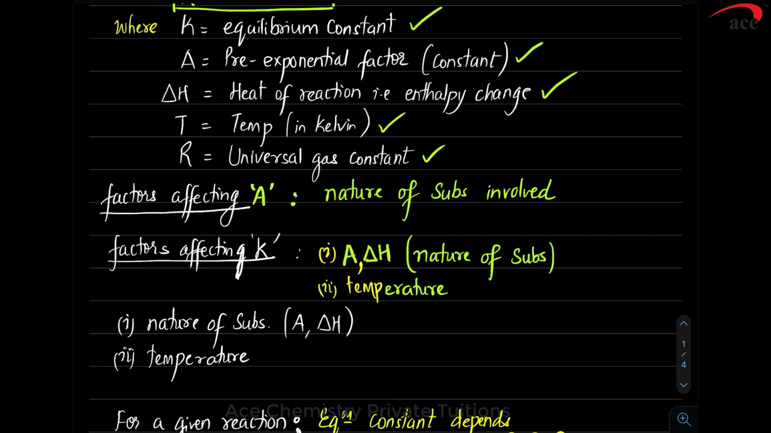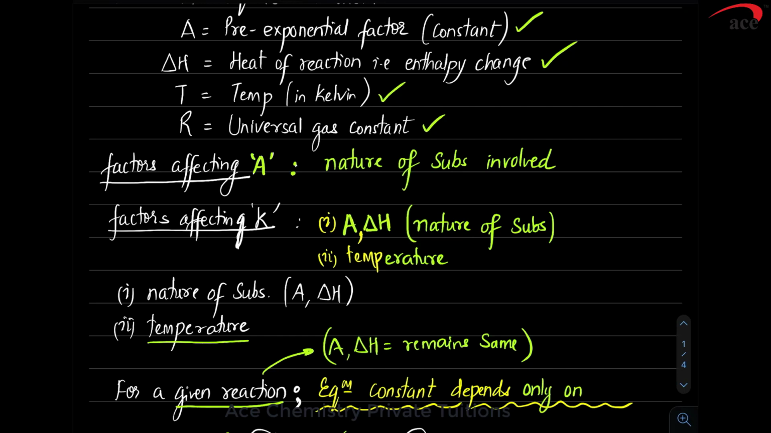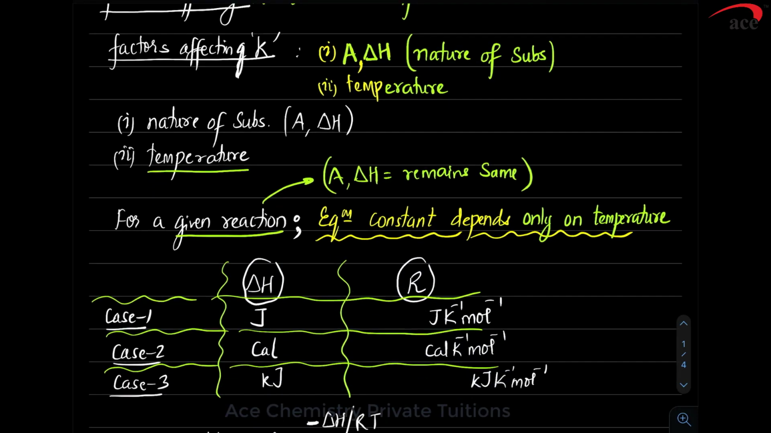If you make a statement for a given reaction, when somebody says given reaction, they want to say A and delta H remain the same, because for a given reaction your reactants are the same, products are the same. So, delta H is the same, therefore, your equilibrium constant depends only on temperature.